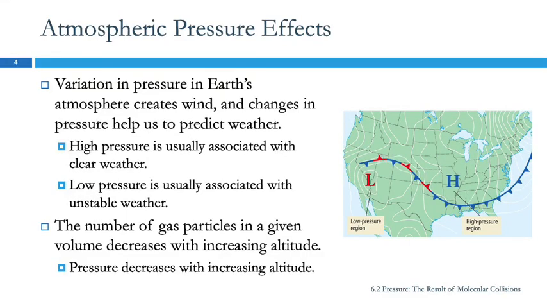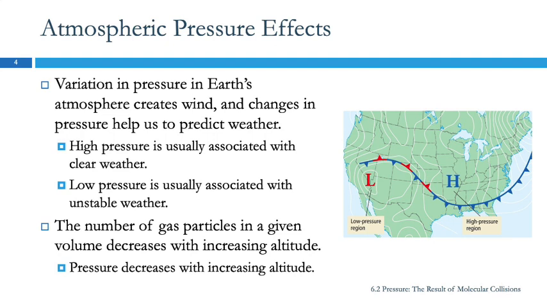So atmospheric pressure is the pressure of the atmosphere, right? And variations in our atmospheric pressure create wind and cause changes in the weather. So we can look at different pressure regions. Meteorologists will look at, oh, this is a low pressure region, and this is a high pressure region. High pressure is generally associated with clear weather, low pressure with unstable weather.